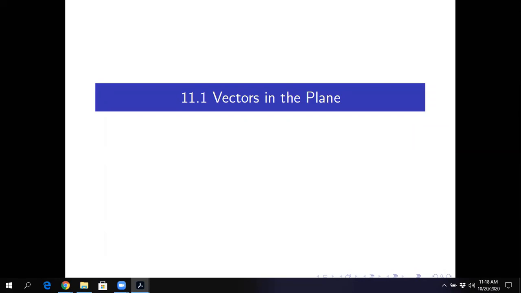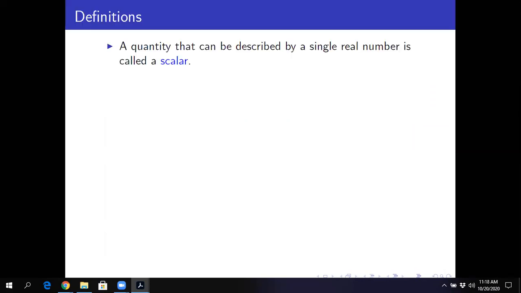So let's do this. Vectors in the plane. This is the first section of chapter 11, okay? A quantity that can be described by a single real number is called a scalar, okay? And that real number could be negative as well. It doesn't have to be positive. And we'll talk about scaling things by certain quantities. And that means multiplying by some real number.